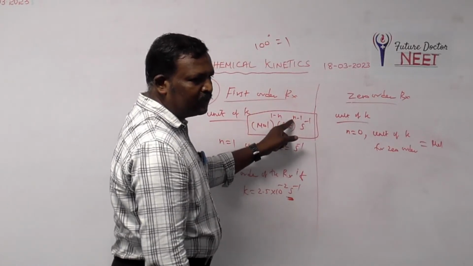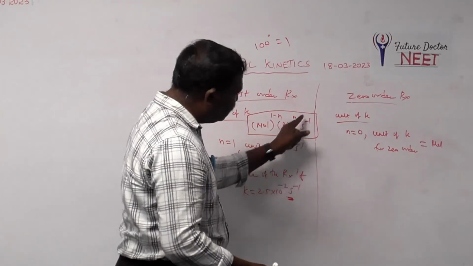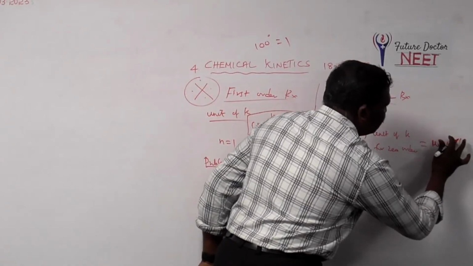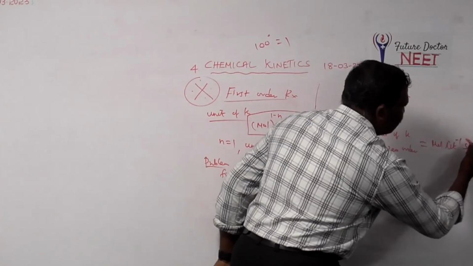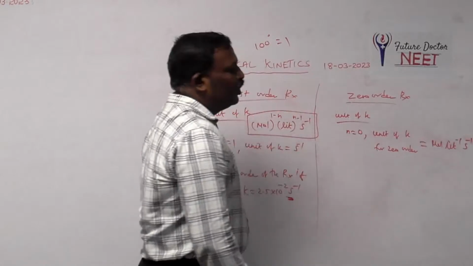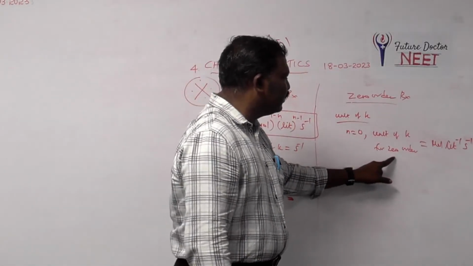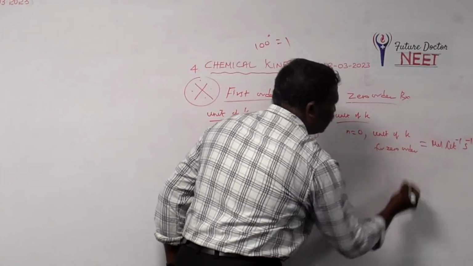putting zero, if you put zero, 0 minus 1, liter minus 1. Understood? Then per second. Are you following? Mole per liter per second. That's the unit of k of a zero order reaction. Are you following or not?